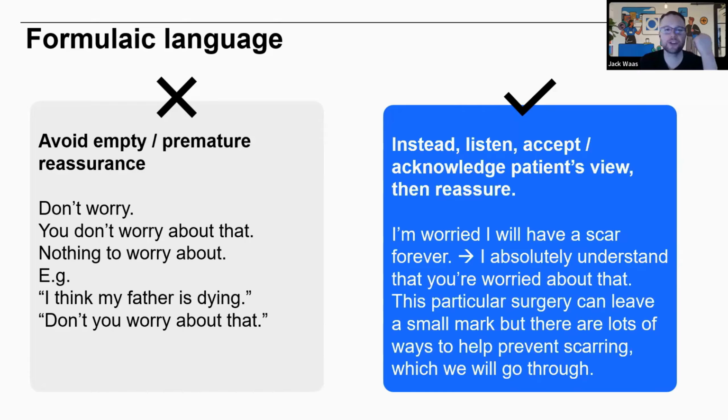So you should avoid phrases like, don't worry, nothing to worry about. For example, if the patient says, I think my father is dying, it wouldn't be a good idea to respond, don't worry about that. Instead, you should do things that are a little bit more specific to that answer. I'm worried I will have a scar forever. I absolutely understand that you're worried about that. This particular surgery can leave a small mark, but there are lots of ways to help prevent scarring, which we'll go through. So much more specific and helpful to the patient.